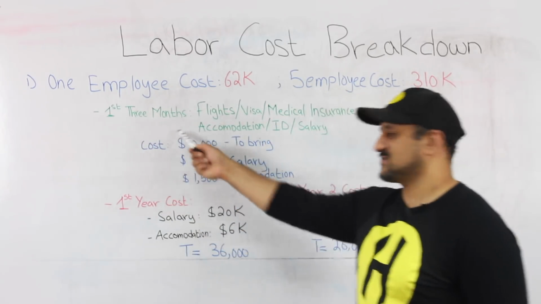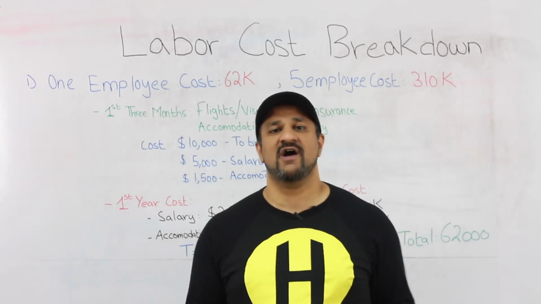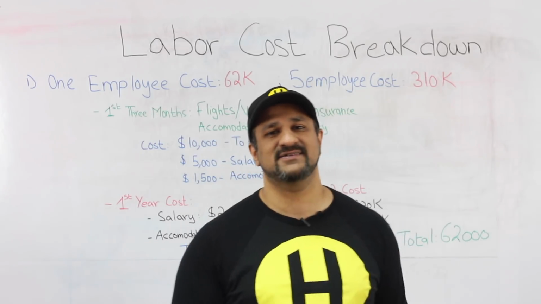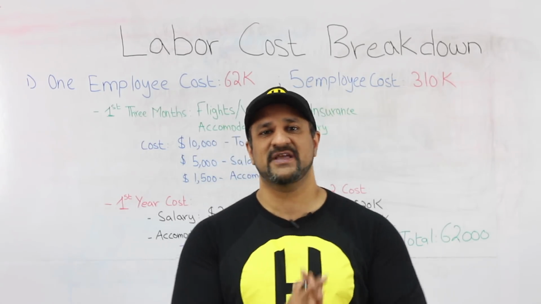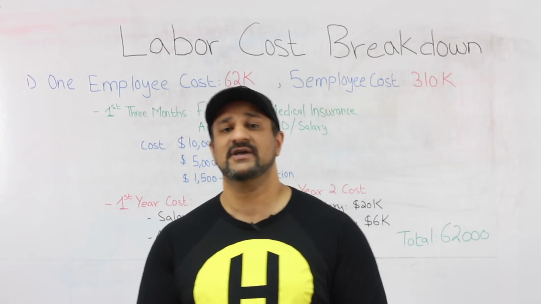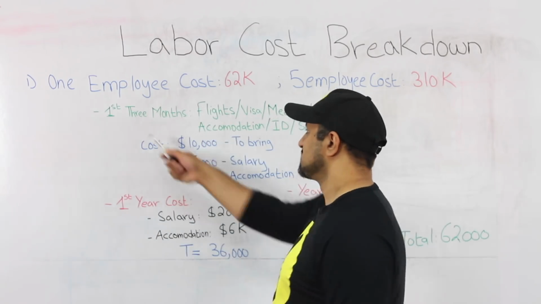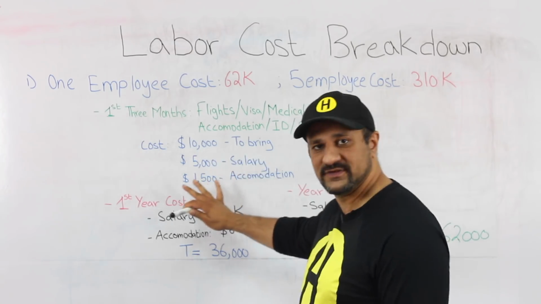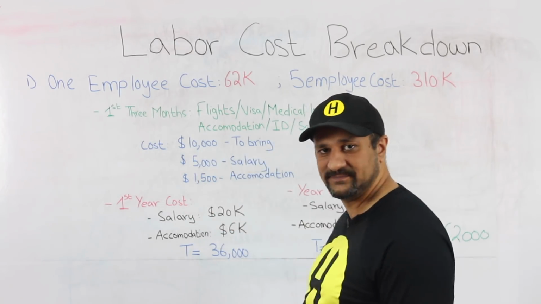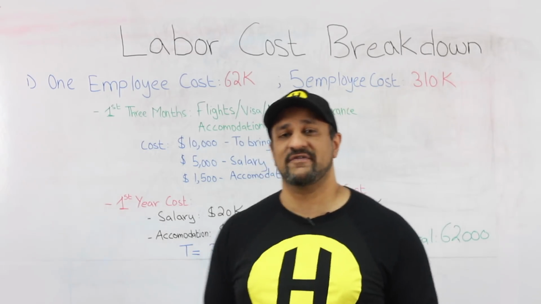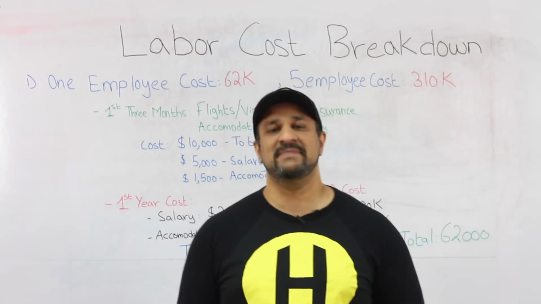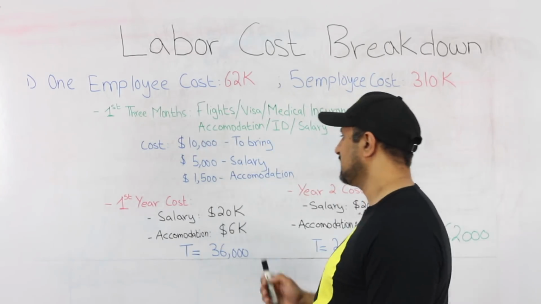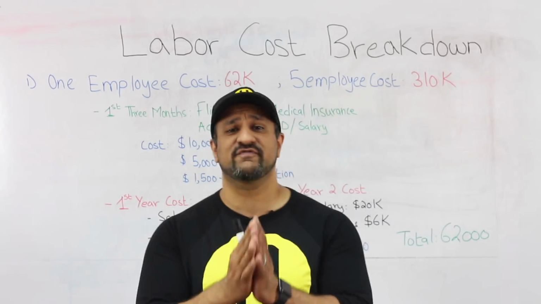Our first 3 months cost is an upfront cost, which we feel the company should have on hand. Remember we explained project planning, making sure you budget properly for a project? Well, this is where it comes into play. Your first 3 month cost involves 3 things. There is the cost to bring them from whatever country they are in, or if they're in the country, some of these costs may be reduced, but there's the average cost to bring. Then there's the salary, and there's accommodation. And this runs for the first 3 months.